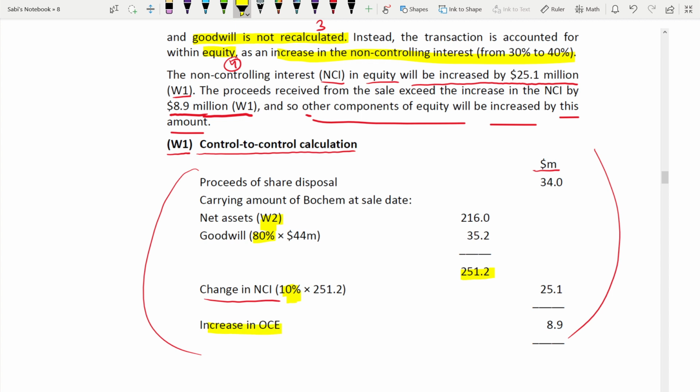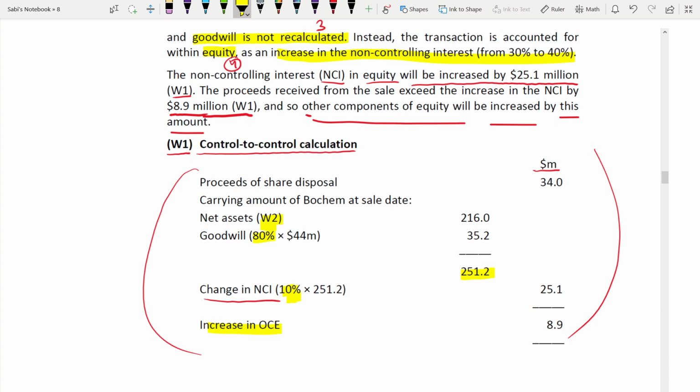What is OCE? Other components of equity. OCE stands for other components of equity. Please note it. So change in NCI, and this one you deduct. Okay, you don't add. I'm sorry. Change in NCI you deduct from the proceeds of share disposal. So you sold it for 34. Your NCI increased by 25.1. So the difference is 8.9. And this will go in the other components of equity because it is relating to NCI.